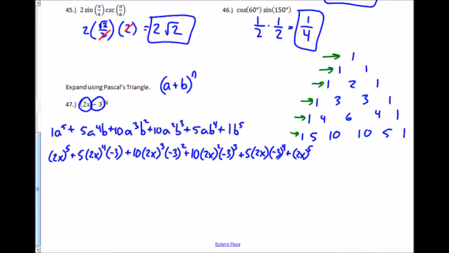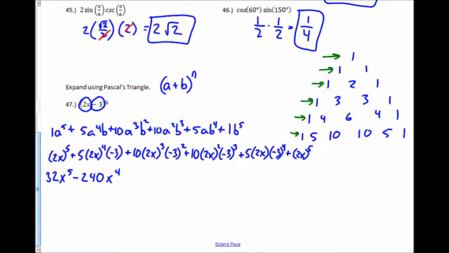And now it's just a matter of plugging each of these things into my calculator, all right? And so like the first one, I have 2x raised to the 5th power. Well, 2 to the 5th power is going to give me a 32. And x to the 5th power is just x to the 5th. In the next one, I've got to do 2 to the 4th power, which gives me a 16. But then I also have to multiply it by the 5 and the negative 3, which is going to give me a negative 240 with an x to the 4th in there.